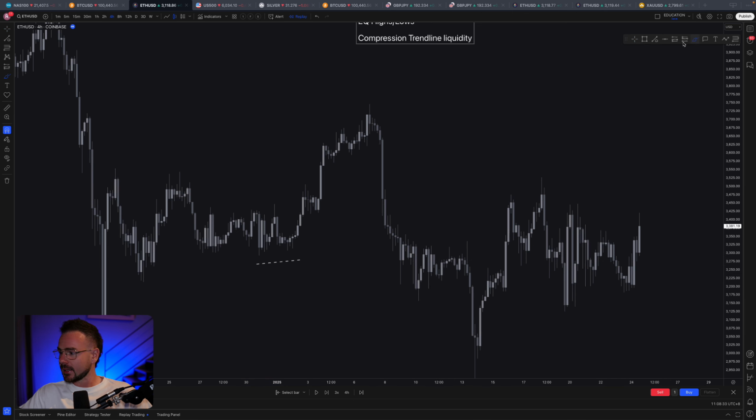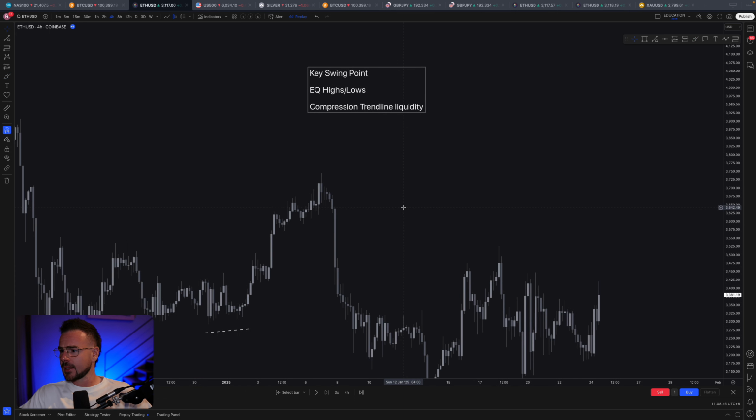It's very grindy. There are multiple swing points that haven't been swept. This is just typical equal low compression liquidity on a bit of an angle. So price is very likely to come in and take out this level, which it did. So context and location is key, but jump in the chart, start marking out your key swing points, your equal highs and lows, and your compression trend line liquidity.